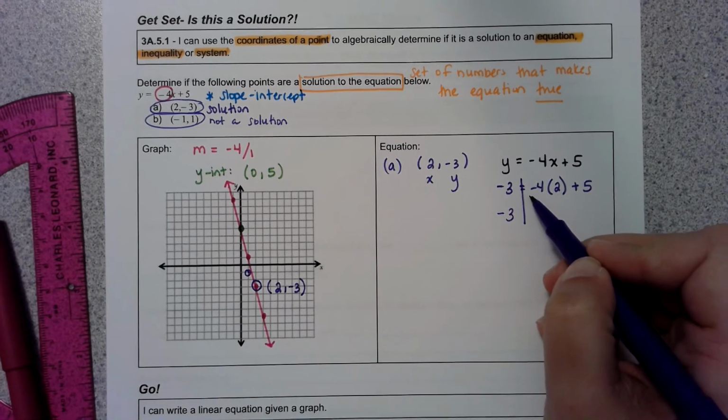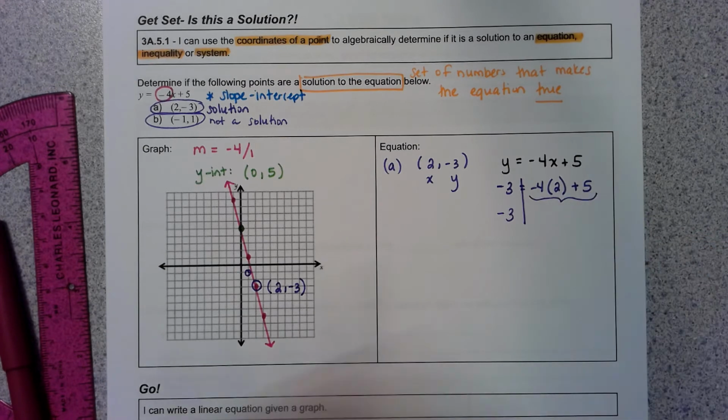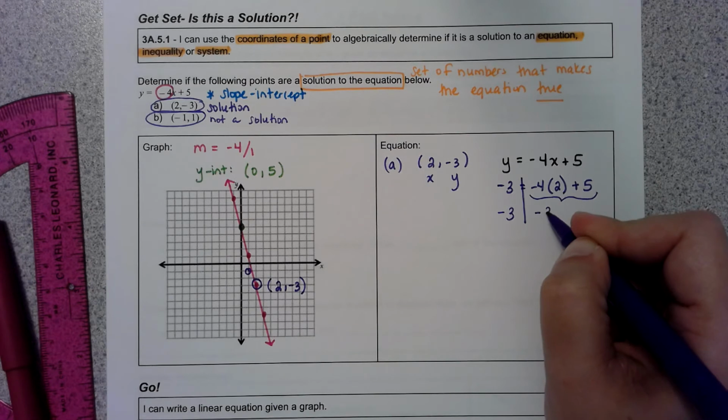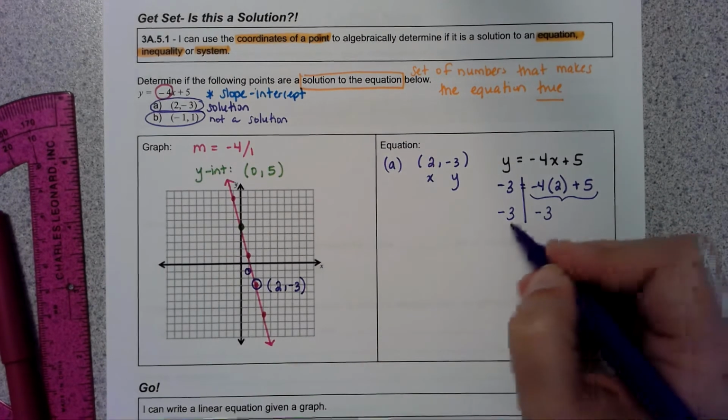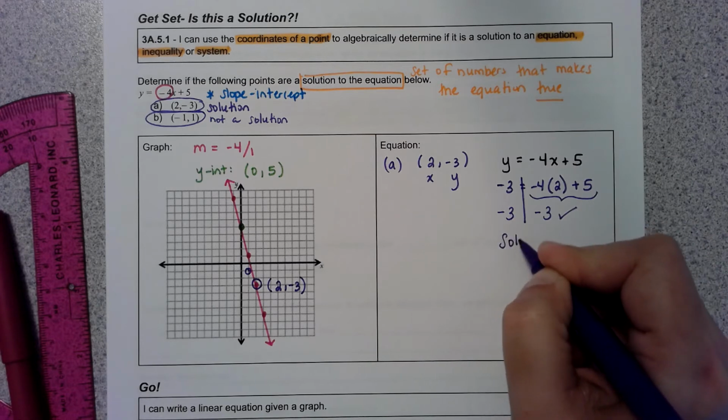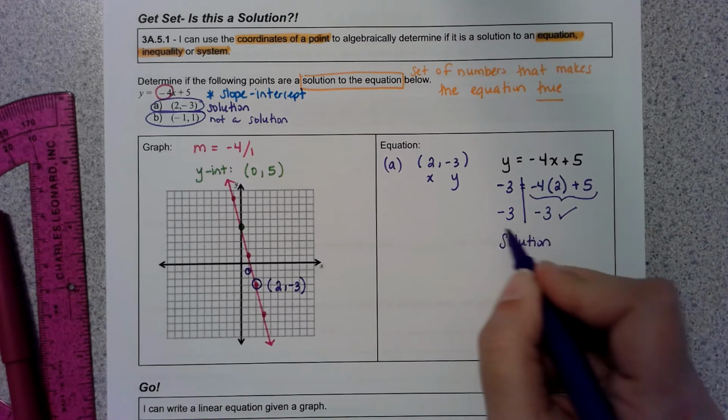If I look at the -4 times 2 plus 5, I can evaluate that either by doing mental math or typing it in on my calculator. -4 times 2 is -8, plus 5 makes -3. Since -3 does actually equal -3, this point is a solution to the equation.